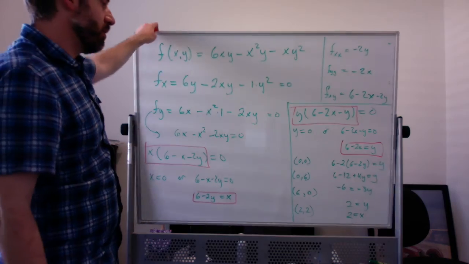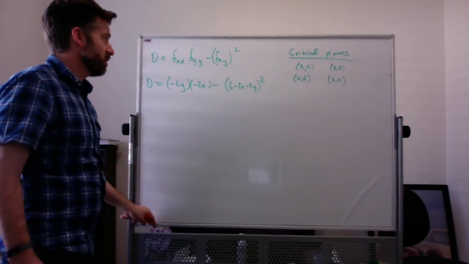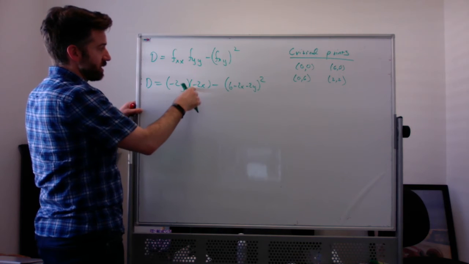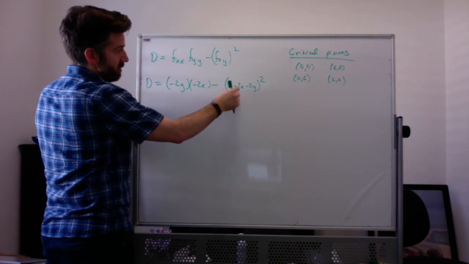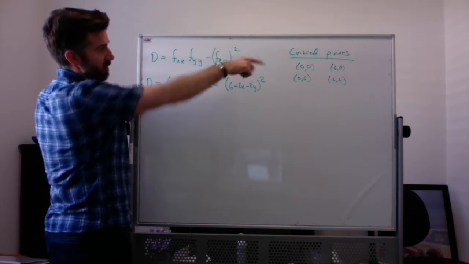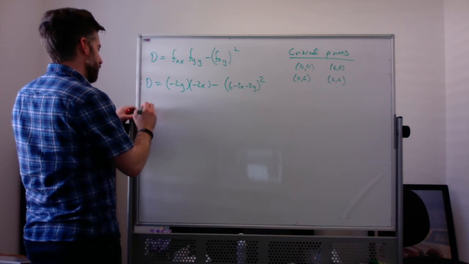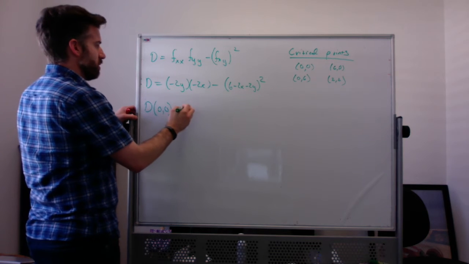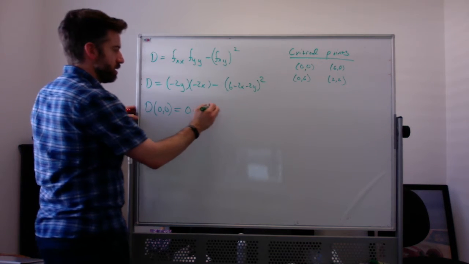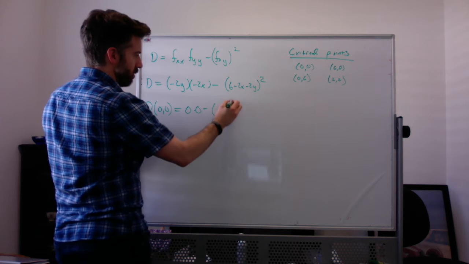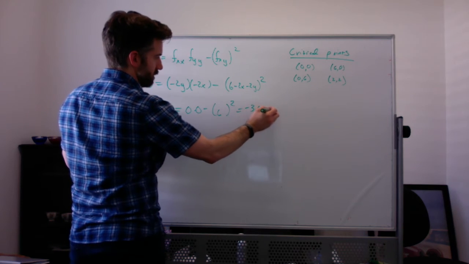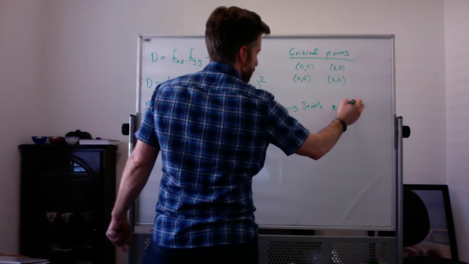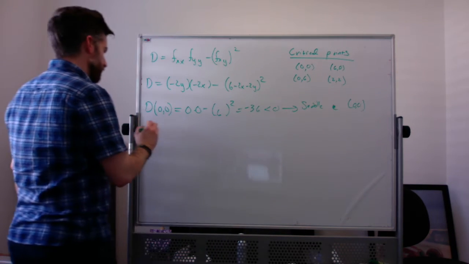Now we're going to classify them all. So again, my second partials: fxx was negative 2y, fyy was negative 2x, fxy was 6 minus 2x minus 2y, quantity squared. And there are my 4 critical points, which we're going to classify. So at 0, 0, we get 0 times 0 minus 6 minus 0 squared. That's negative 36, which is negative. So we have a saddle at 0, 0.